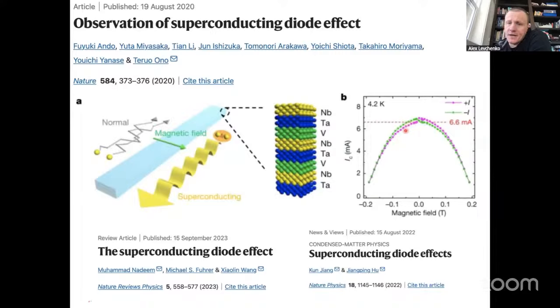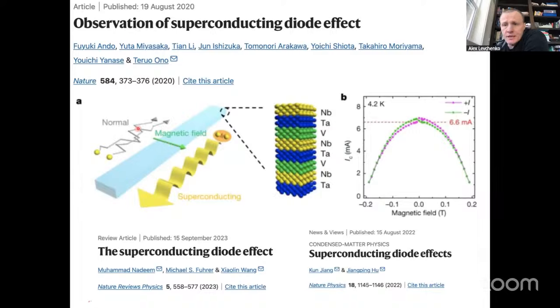So this signifies this diodicity, that the critical current is not the same in different directions in this material. It is important that in this case, the magnetic field is in the plane of the device. It's not a perpendicular field. It's an in-plane field applied to this heterostructure. And I will talk about specifics of the configurations of the fields in a little bit. So this experiment sparked a lot of interest.